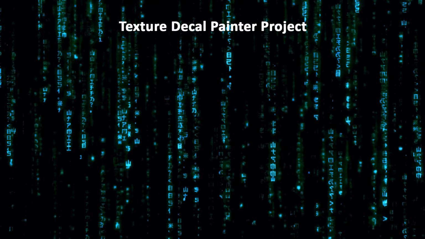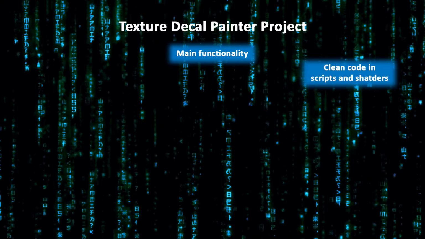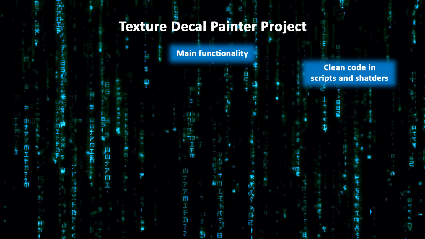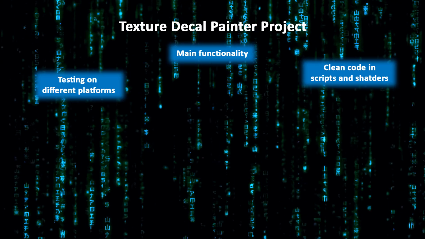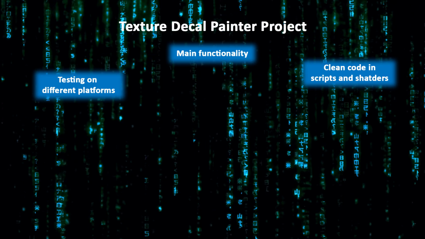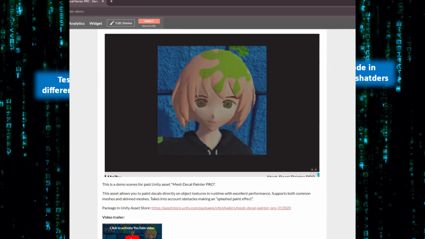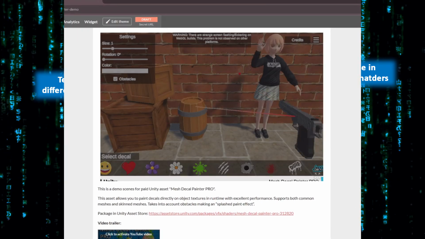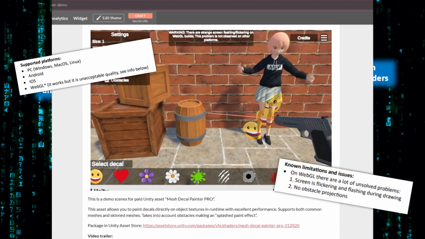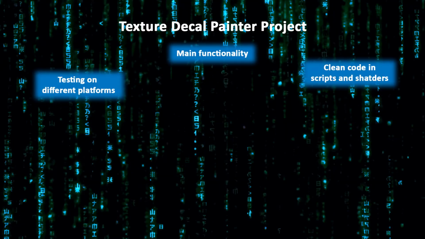So what have I done? I wrote neat, clean code in scripts and shaders, readable for other programmers, with comments and explanations. I tested on several different versions of Unity in different graphic modes and for different platforms, to make sure it works everywhere. It turned out that there are big unsolved problems on WebGL, so it is almost impossible to use my asset in browser games. I honestly wrote about this in the documentation.